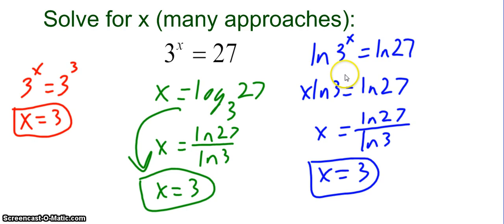Another way to do this would be to take the log of both sides. This is going to turn out to be very similar to what I have here in the green. I chose natural log in this case, but again, you could really do any log you want. So if I take the natural log of both sides, now using my properties of exponents, I can bring the x down. So I have x natural log of 3 equals natural log of 27, divide by natural log of 3, and then same thing, I get x equals 3.